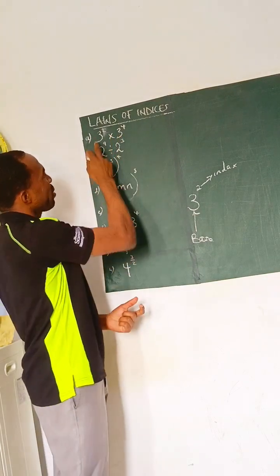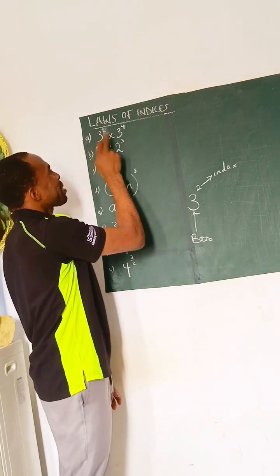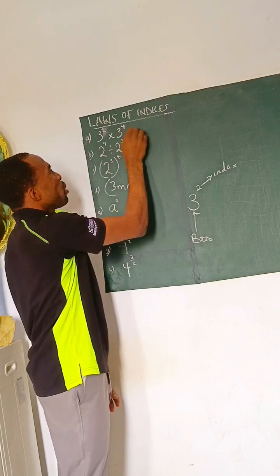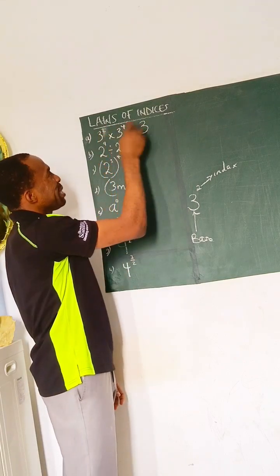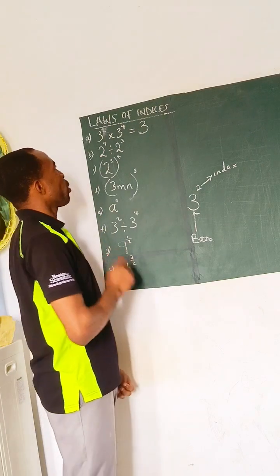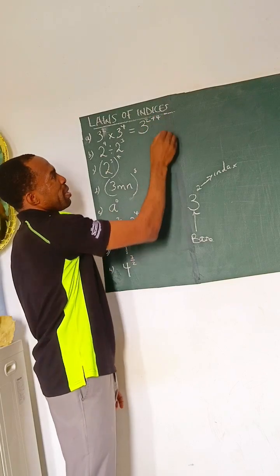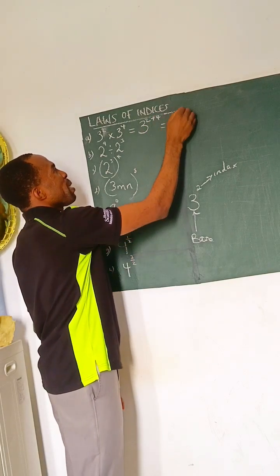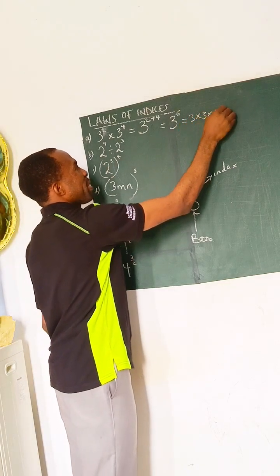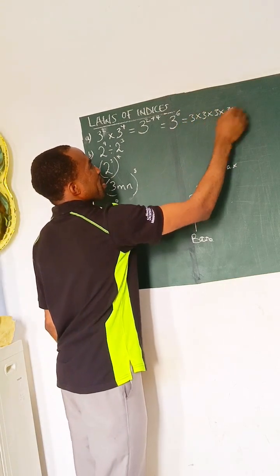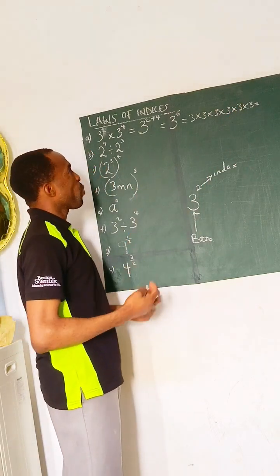When you have, for example, 3 raised to power 2 multiplying 3 raised to power 4, because they have the same base and they are being multiplied, you are going to add the power. So you will pick one of the base, 3, and then you add the power. This is called the multiplication law. So this becomes 3 raised to power 2 plus 4, and that will give you 3 raised to power 6. So this will become 3 times 3 times 3 times 3 times 3 times 3. Okay? That gives you what the answer will be.